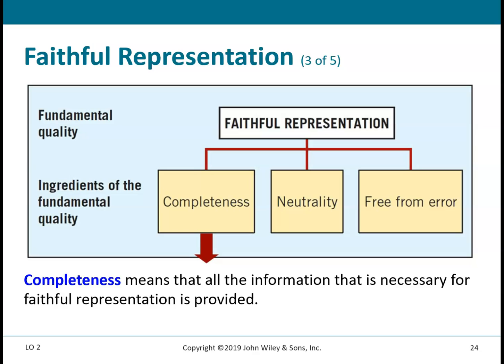Completeness means just what it sounds like. It means that all the information that is necessary is provided. It's complete information. The flip side of that is that an omission can cause the information to be false or misleading. If Citigroup fails to provide information to assess the value of its subprime loan receivables, the information is not complete and therefore not a faithful representation of their values.